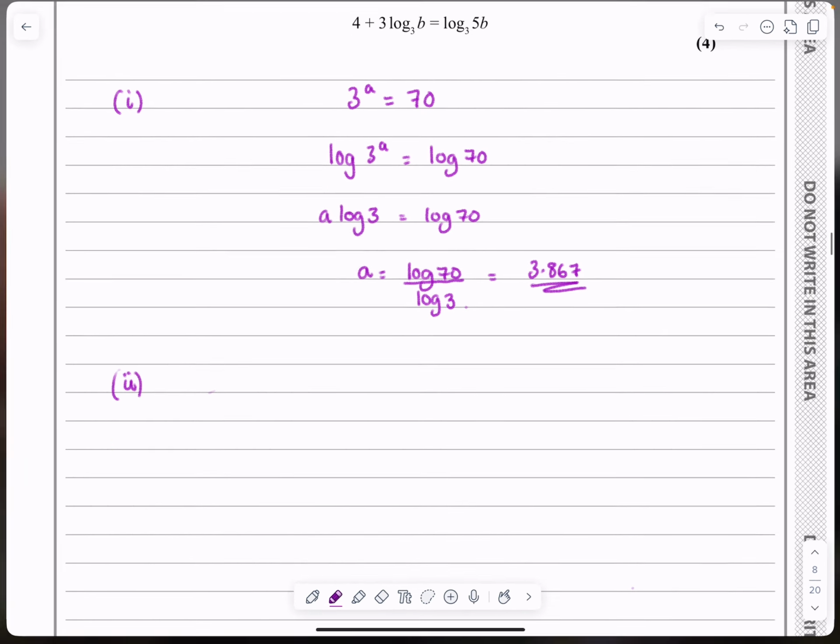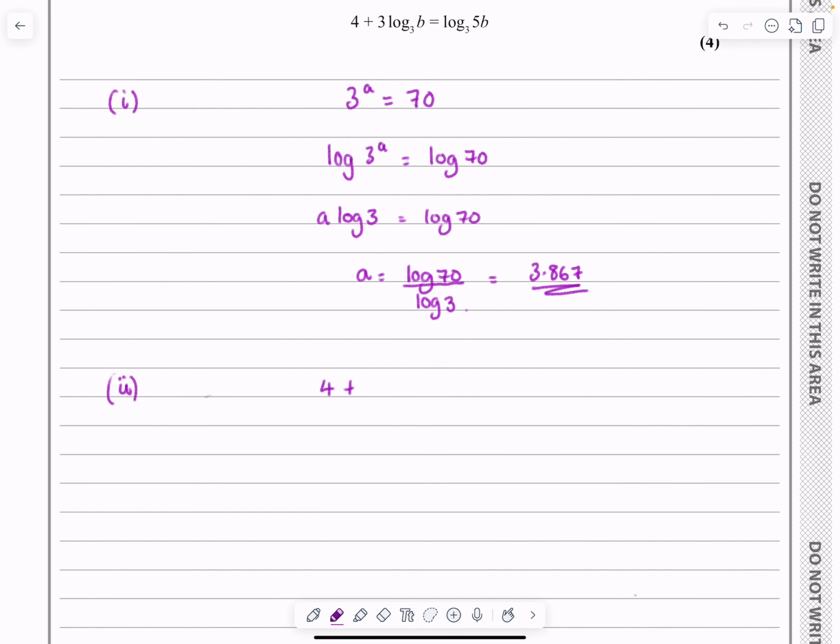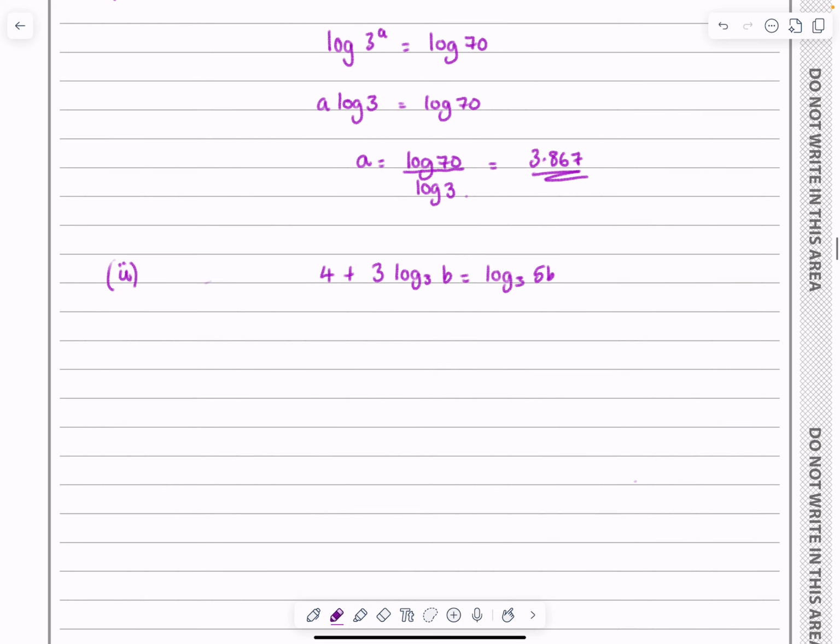So part 2, let's have a look at the equation. It says 4 plus 3 log to the base 3 of b is equal to log to the base 3 of 5b. So there is a version, which I'm not going to do on this question, where I can take that over to the other side, use log rules, end up with log to the 3 of something equals 4, and then just translate that into a power statement. There is absolutely one way of doing it, and that's how I've done other questions of this type. But I just wanted to show you there's more than one way of doing this.